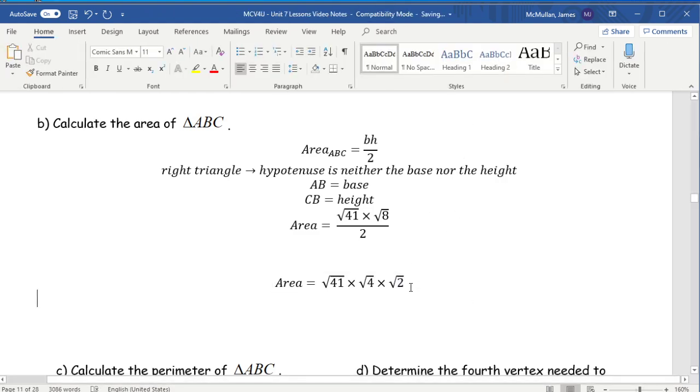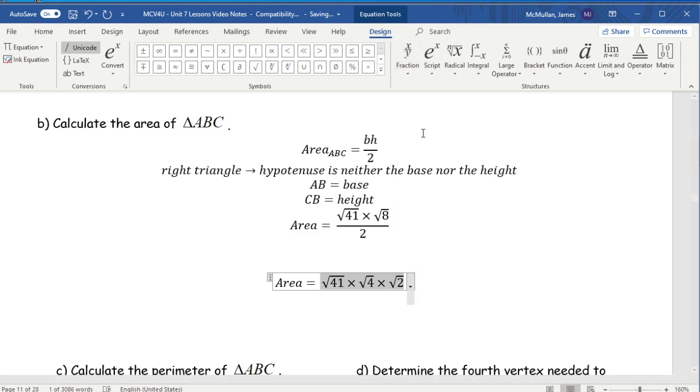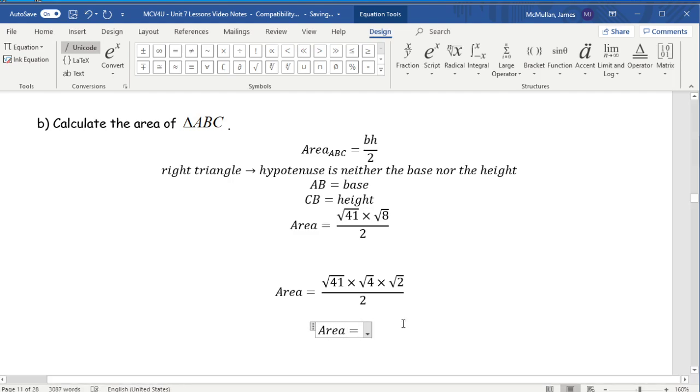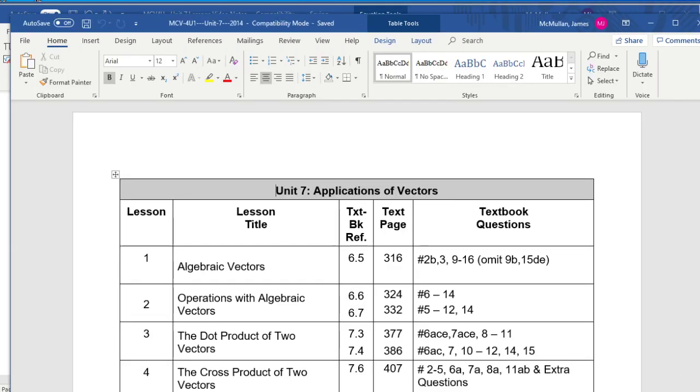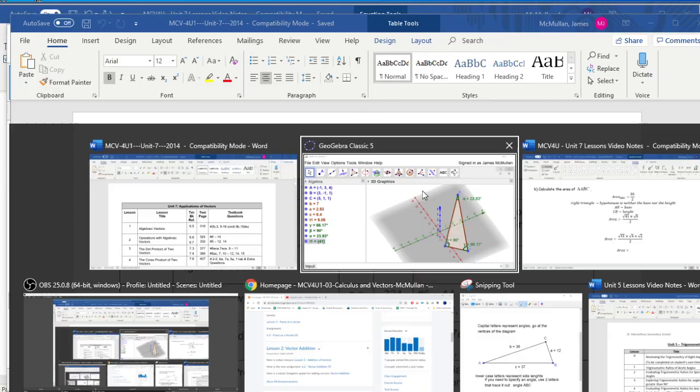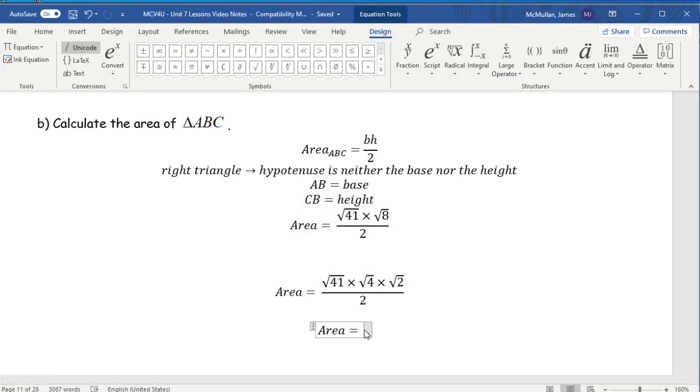Okay? The reason I'm doing that is because I want to simplify this a little bit. So you get the area is equal to, now root 41, I don't think there's anything I can do with that. If you're ever not sure if you can do anything with that, you go prime factors of 41, and it's a prime. It doesn't have any factors, so there's no way you can make that any simpler.